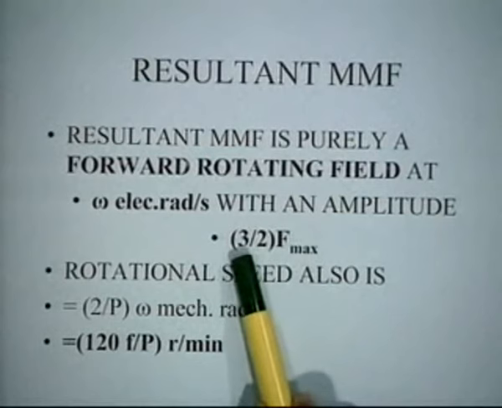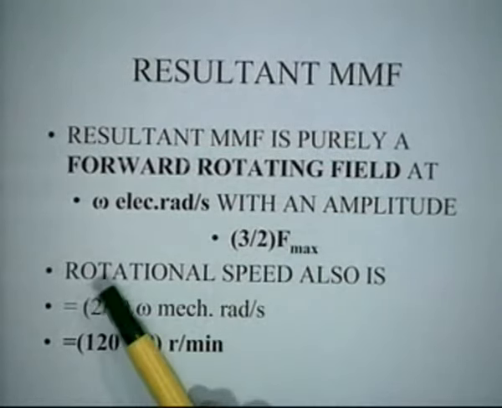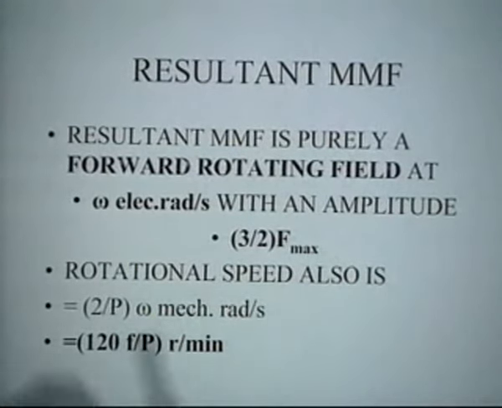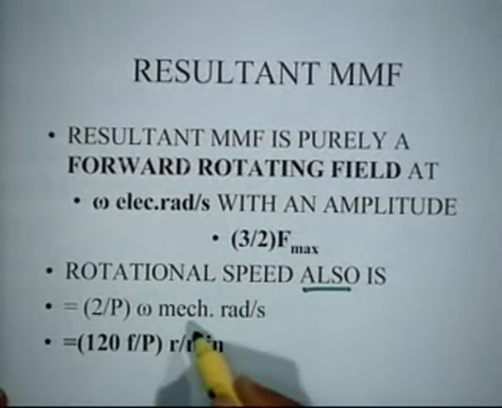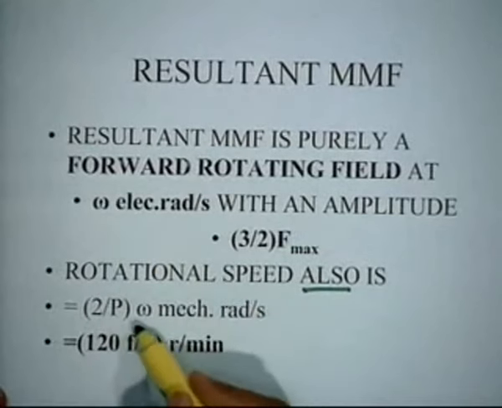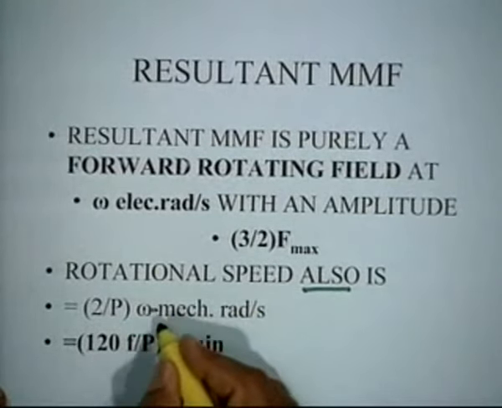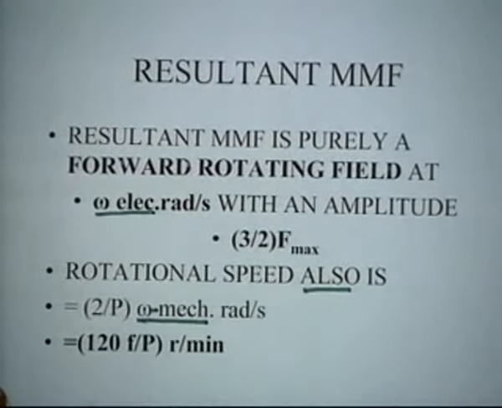At its axis, its value is 3 by 2 F max, and its rotational speed is omega electrical radians per second, which is also equal to electrical radians. You can write it in mechanical radians also, that is electrical 2 by p into omega mechanical, isn't it? This is omega electrical and this is omega mechanical.